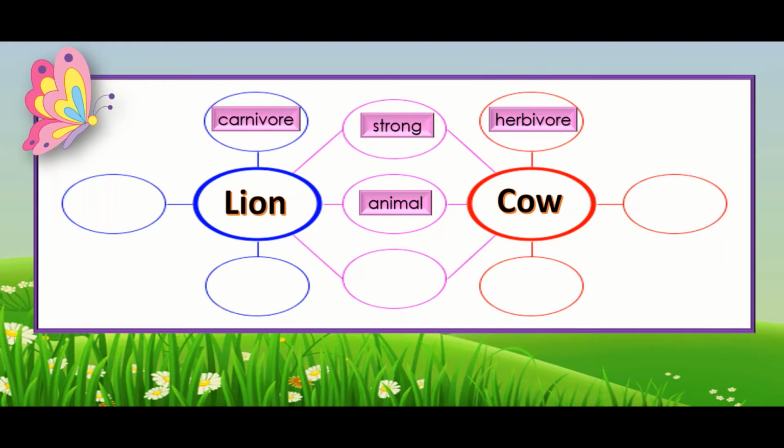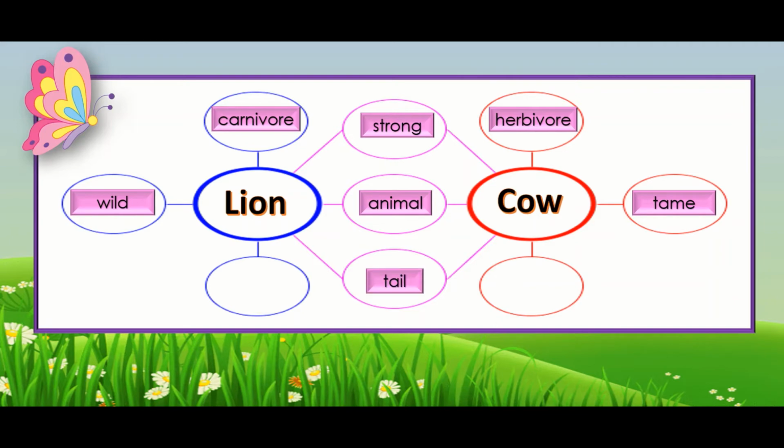Similarities. A lion is a strong animal. Similarly, a cow is a strong animal. Differences. A lion is a wild animal. In contrast, a cow is a tame animal.